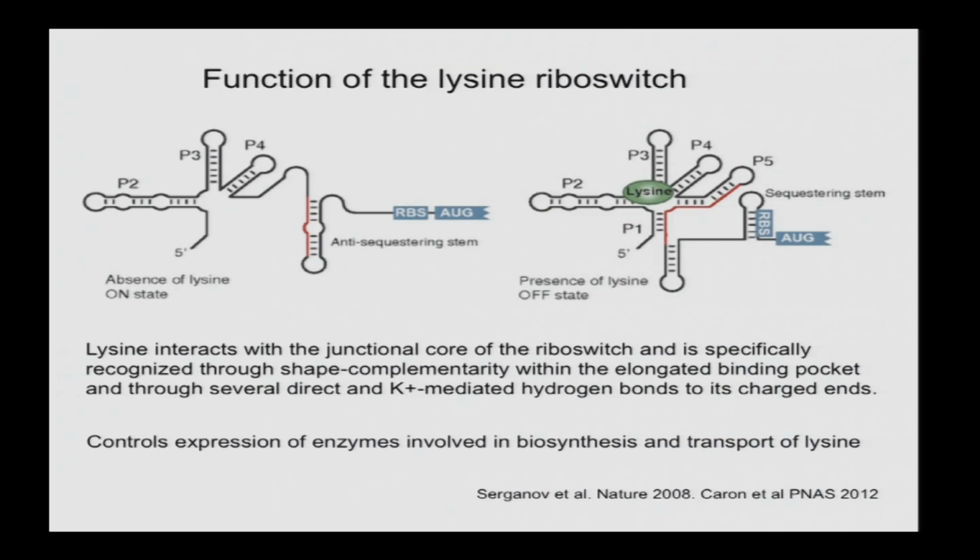The way that this one works is, in the absence of lysine, it forms this structure where the ribosome binding sequence, this is prokaryotic, is exposed. And so the ribosome can enter and translate these lysine biosynthetic enzymes. But then when lysine accumulates to a certain level, it can interact with the RNA and shift its structure so that you now form this stem which sequesters the ribosome binding sequence and blocks lysine biosynthesis. So a very clever system.